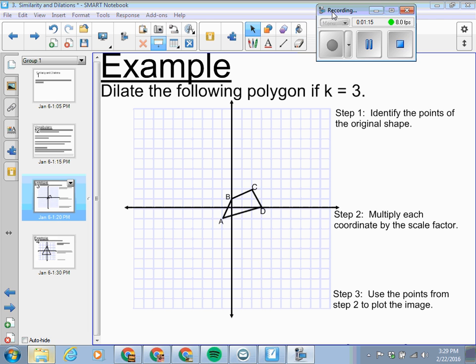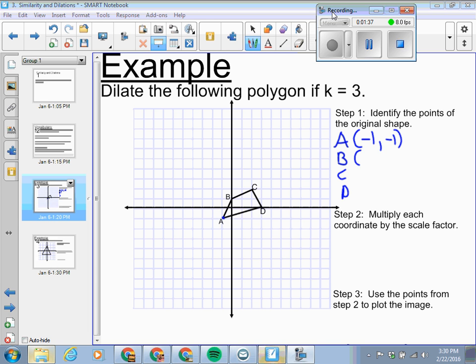So we're going to dilate the following polygon if the scale factor, or k, equals 3. As we've done with all other shapes and other lessons, we're going to identify the points of the original. In this case, we have a trapezoid we're working with. So point A is right here, negative 1, negative 1, excuse me.